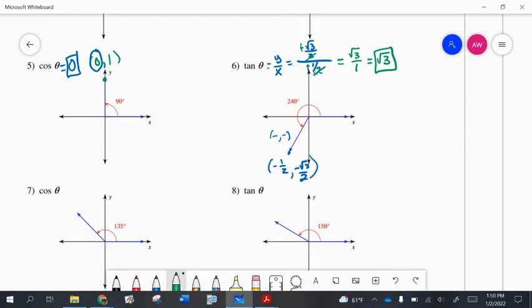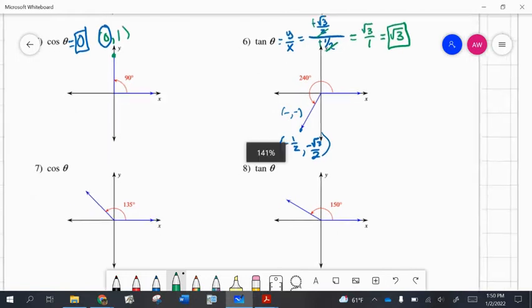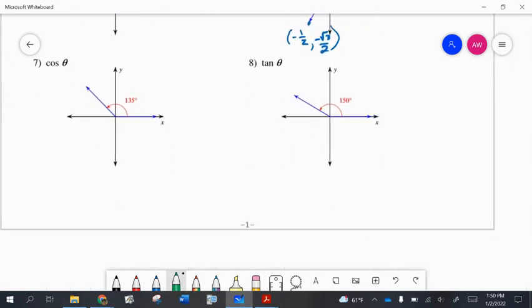If you want to, you can certainly memorize those as well. Okay, let's look at 135 degrees. Remember, all of them that end in 5, those are my 45-degree reference angles, so I know their coordinates are just √2/2 and √2/2. But we're in the second quadrant, so I know my x is negative. I'm going backwards and up, so x is negative, y is positive.